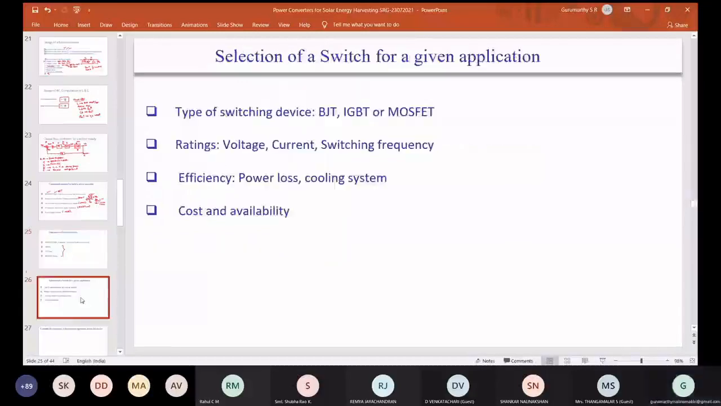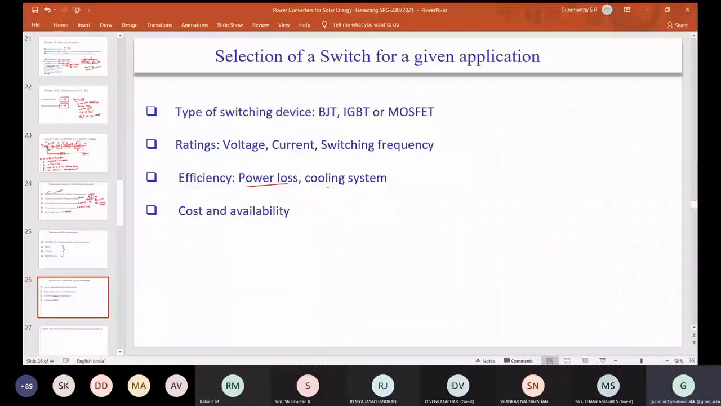So now selection of the switch. Now we have decided that we need a semiconductor switch. You can select one of these switches: BJT, IGBT or MOSFETs. Then you have to select the current and voltage ratings, and the switching frequency. Then the efficiency: depending on what high efficiency you need for the power supply, you have to consider the loss, how much loss is taking place in the components, in the inductor, or in the power device. All those things we have to select.